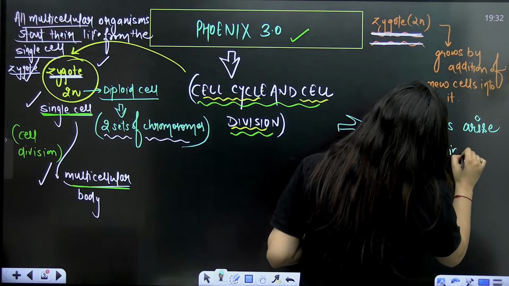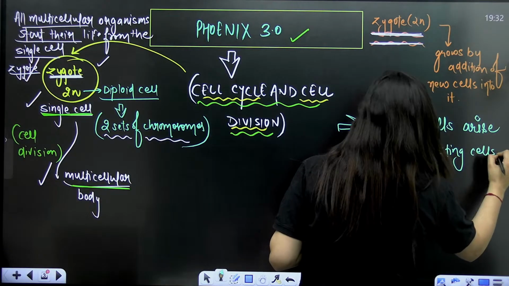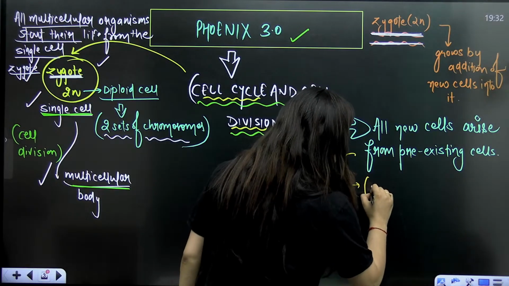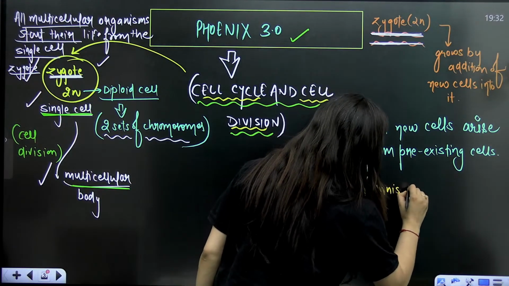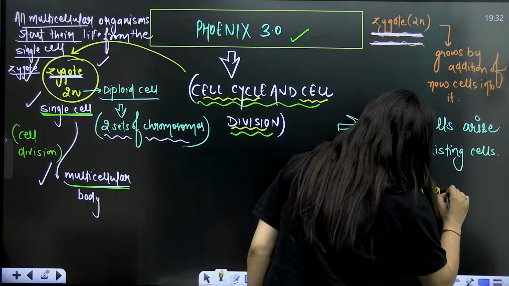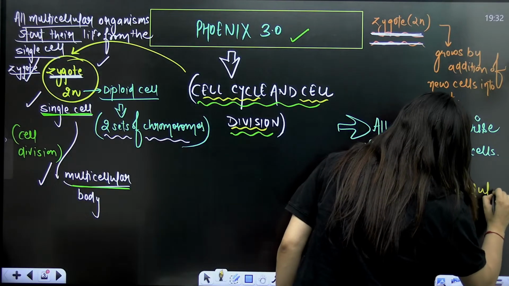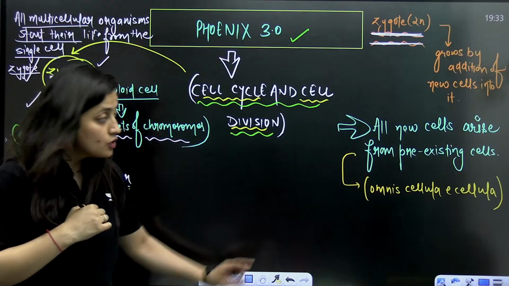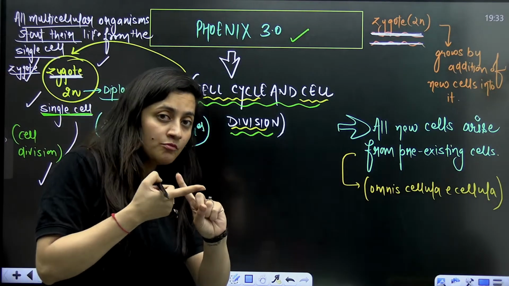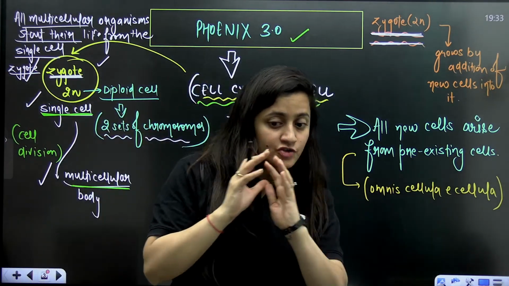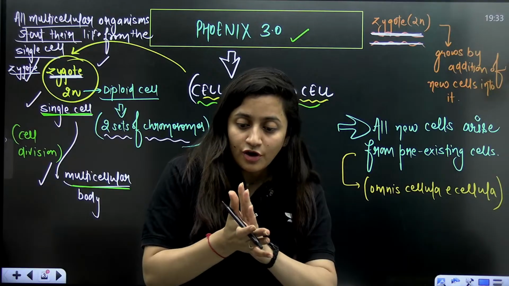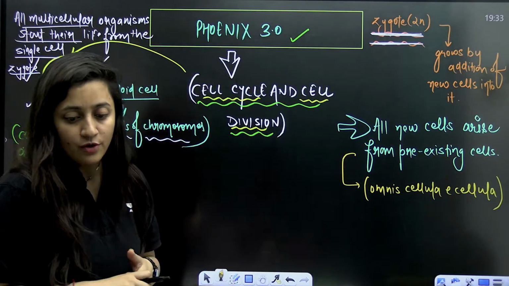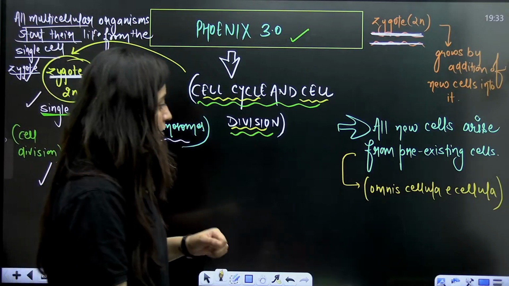All new cells arise from pre-existing cells. It means omnis cellula e cellula. All the new cells arise from pre-existing cells. That is why I'm going to use points from other chapters also, which are related to your current topic, so that you will have better command over your syllabus.